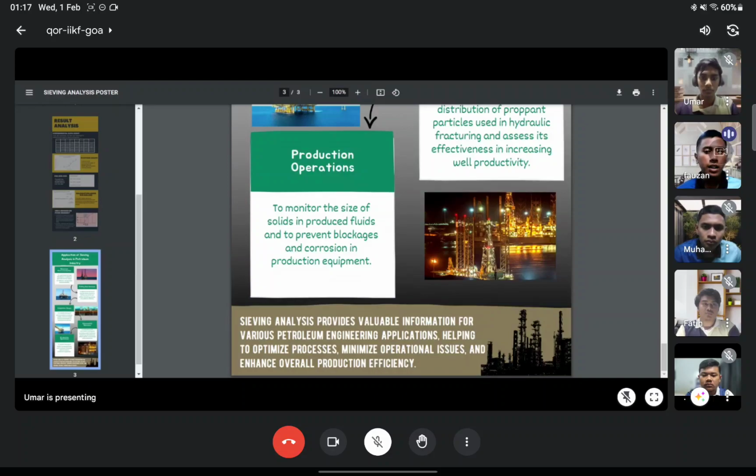Overall, sieving analysis provides valuable information for various petroleum engineering applications, helping to optimize processes, minimize operational issues, and enhance overall production efficiency. So that's all from us today.